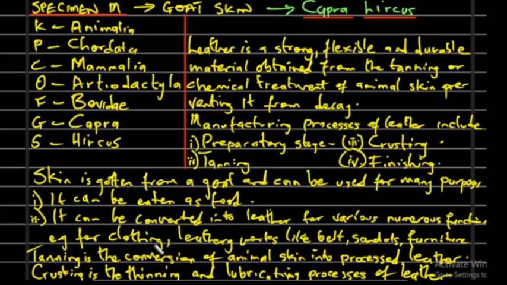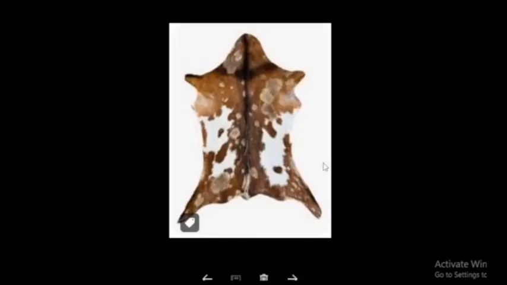So in the process of producing leather, there are some processes that are made use of. The manufacturing processes of leather include, one, the preparatory step, where you actually prepare your skin, and then the tanning process, which is where you carry out the conversion of the skin into leather. And then we have the crusting. The crusting is the thinning and the lubricating process of leather, the process that comes after tanning. And lastly, in some cases you could have the fourth process, which is the finishing, to actually polish that leather to a fine product. So this is what the animal skin looks like, or the goat skin.